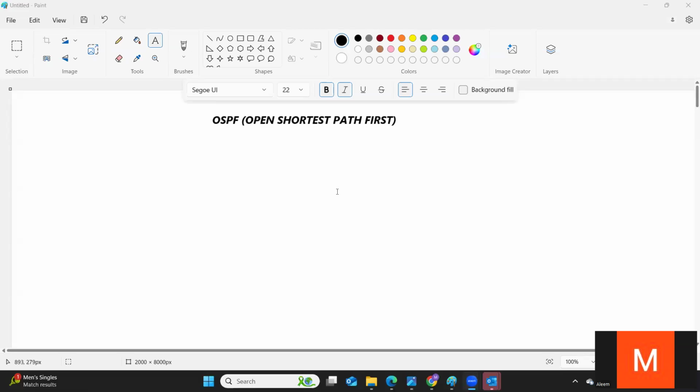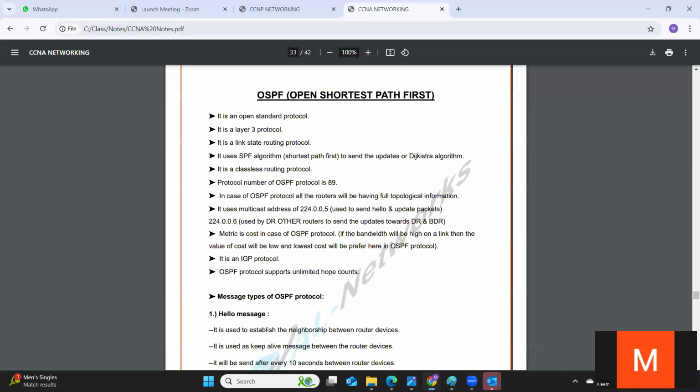Fine. Today our topic is OSPF, Open Shortest Path First. OSPF is an IGP protocol, an Interior Gateway Routing Protocol. Apart from that, it's a Layer 3 protocol, and it is a link state routing protocol. We'll discuss what is link state.